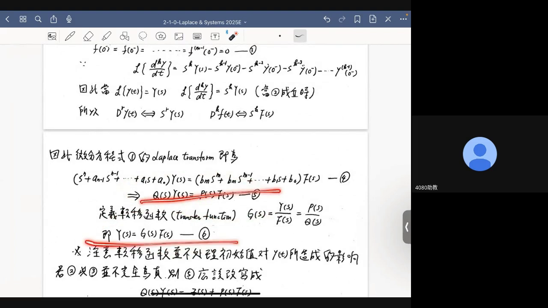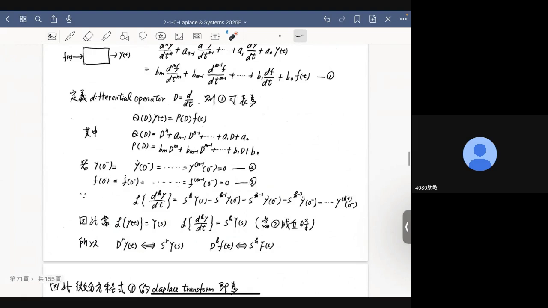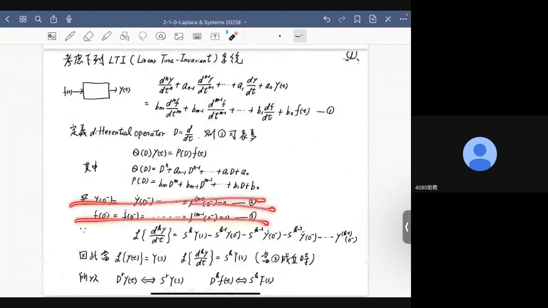Now remember that in getting this particular result, equation 5 and equation 6, we have made some assumptions. We assume all the initial values associated with Y, with input and outputs, are zeros. All of them are zeros. Of course, these are not always true. Actually, sometimes they are not true. But generally speaking, most of the time, they are not true.